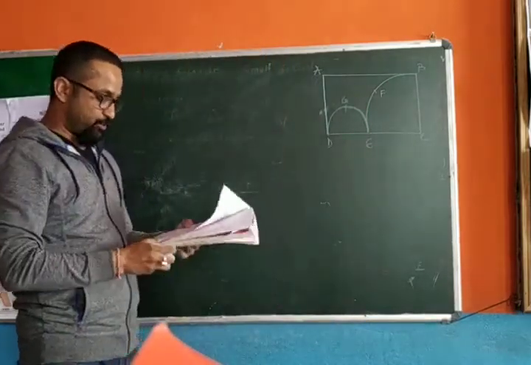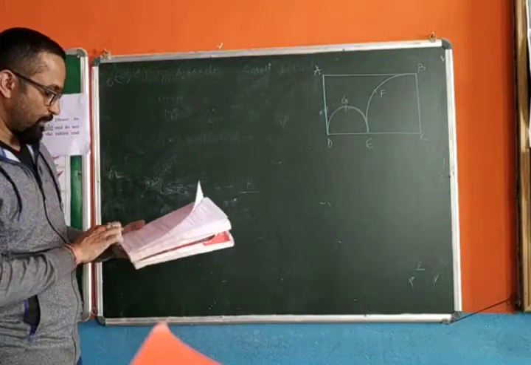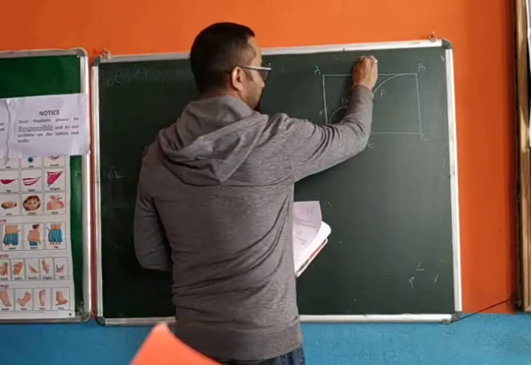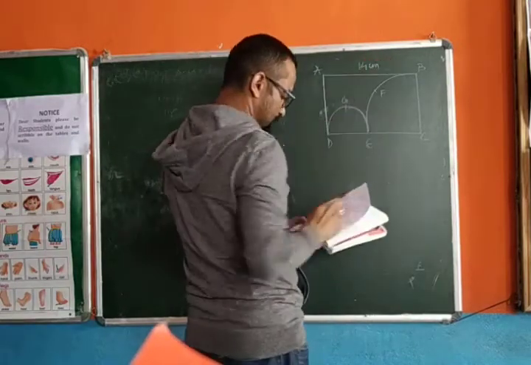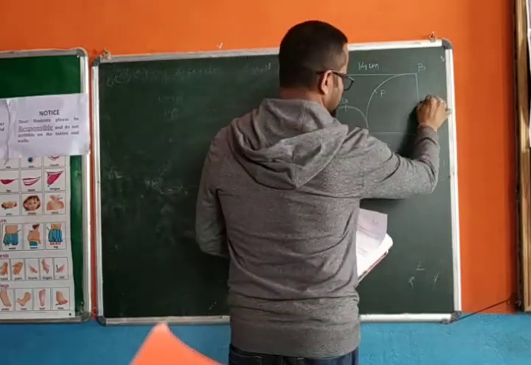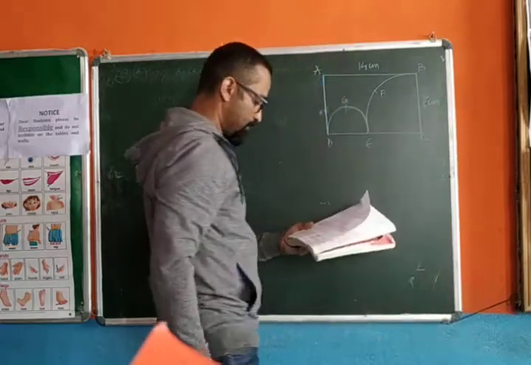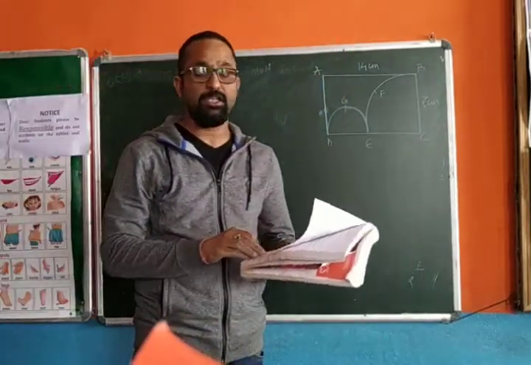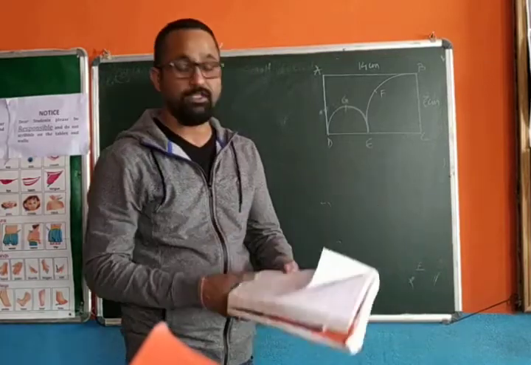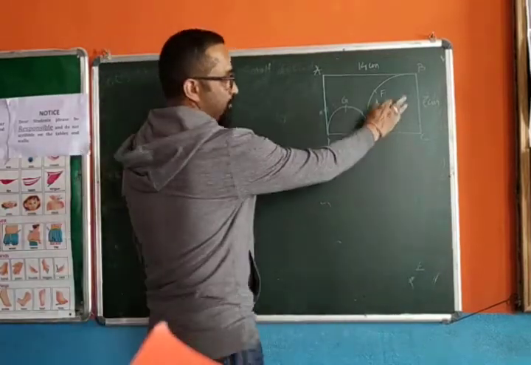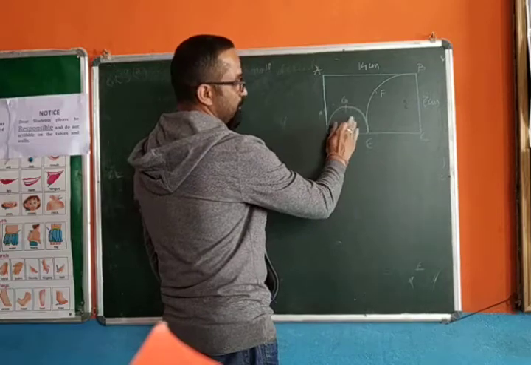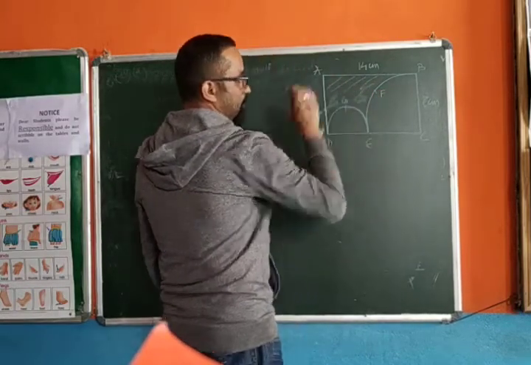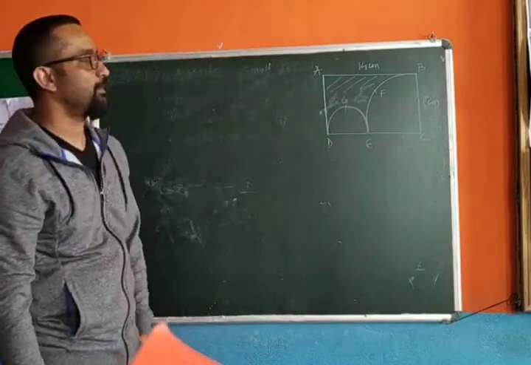Dimensions are given in the question. Rectangle ABC, AB is 14, BC is 7. A quarter circle and semicircle are removed. Calculate the area of the remaining piece. This quadrant and semicircle is removed, so you have to calculate the area of the remaining portion.